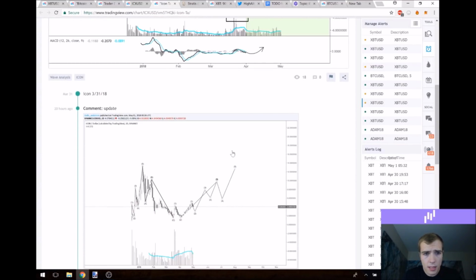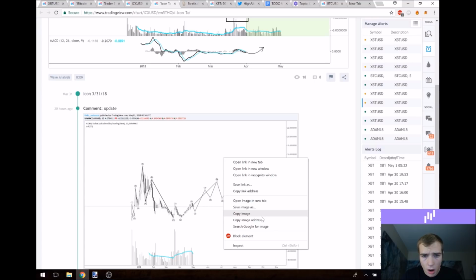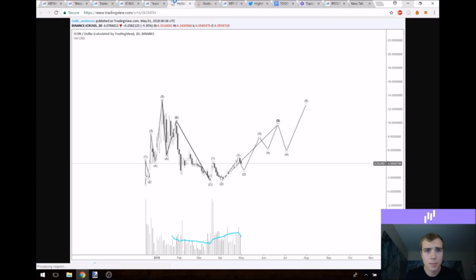And then here's a little update that I made as far as the shorter time frame price action goes. Let me just open this image. Here's a little update that I made recently to show you what I'm expecting over the next few months. Basically just show that we made the one wave and now we're making the subwaves, or the waves inside of the waves of the three right here.